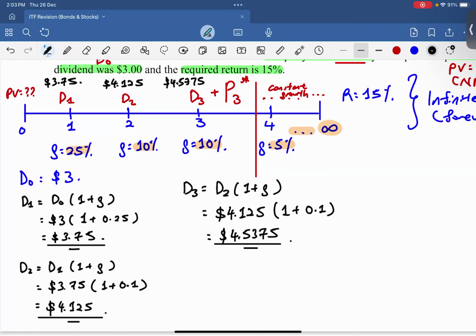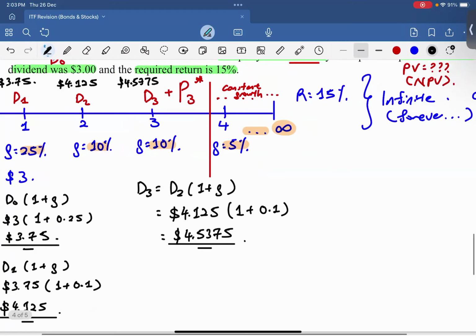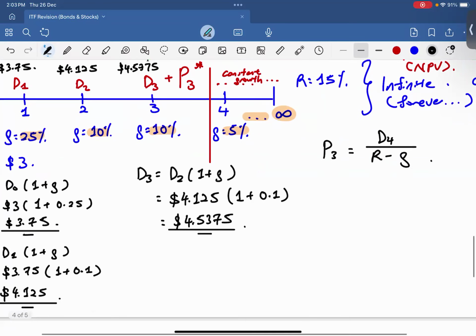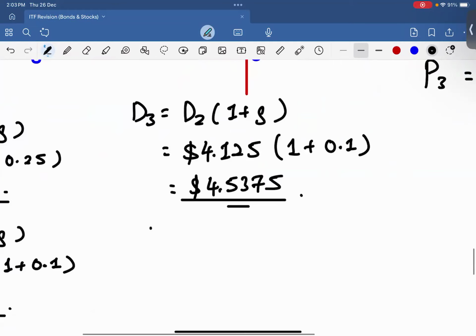Okay. Now, P3, to calculate P3, I will need to use constant growth method, dividend growth model. D4 divided by R minus G. Okay. So I don't have D4 yet. So I can continue calculate D4 here.